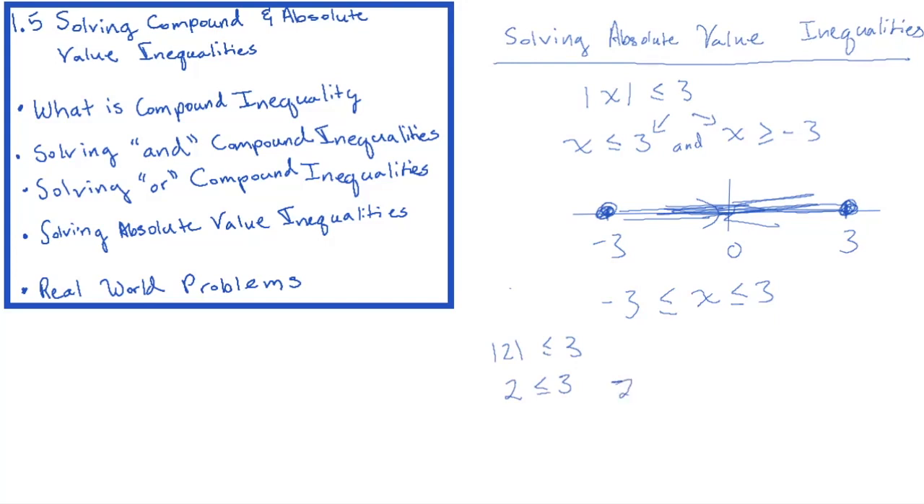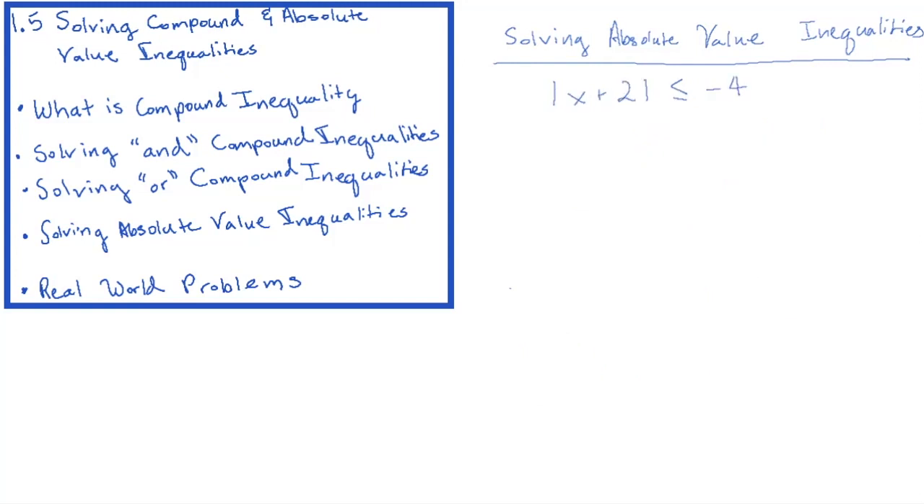Is 2 greater than or equal to -3? Yes, it is. Remember, our two cases come straight from up at the top. Our two cases are both satisfied. 2 is less than or equal to 3. 2 is also greater than or equal to -3. All right, so we got this problem.